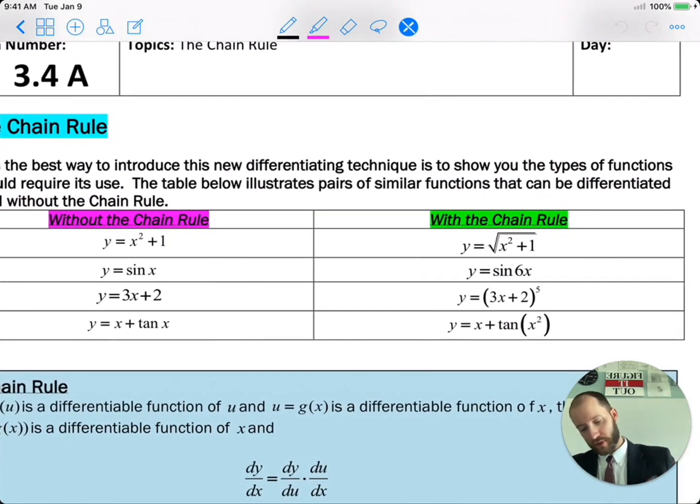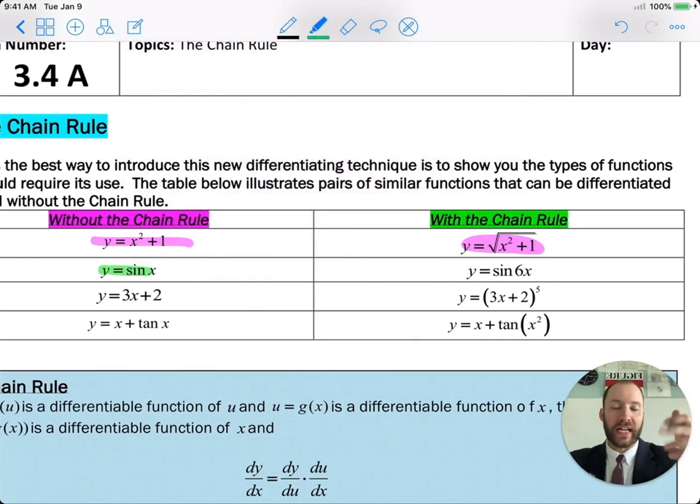So for example, we could look at y equals x squared plus 1, so you know how to do the derivative of that. But the chain rule will allow you to do the square root of x squared plus 1. So that quadratic inside of a radical function.